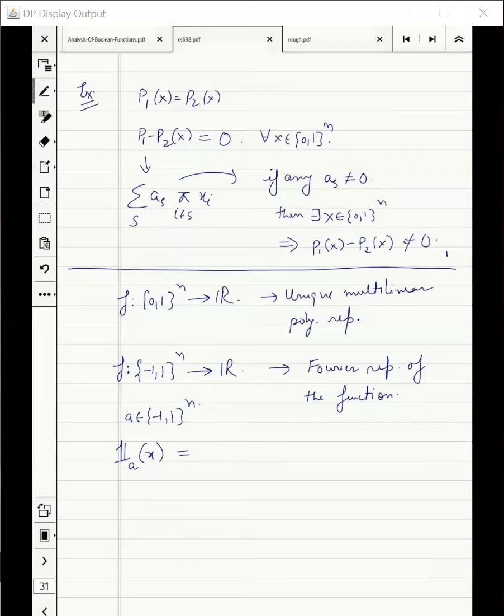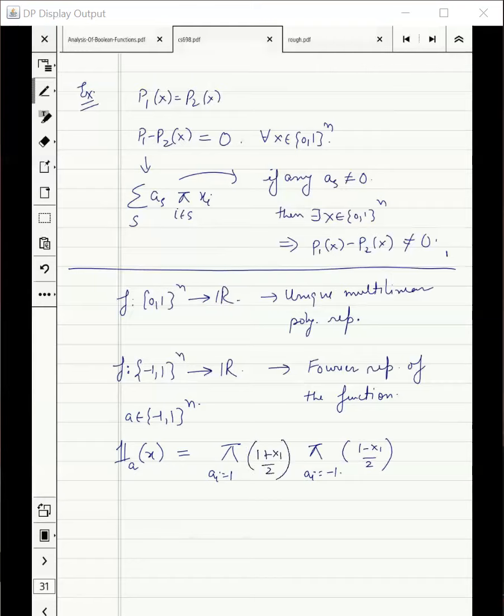But now the problem is a is in {-1, 1} to the power n. Wherever it is one, you keep it that way. And what do you mean by keep it that way? I mean, convert every one of those x as 1 plus x1 by 2, I guess. Yeah, I guess.